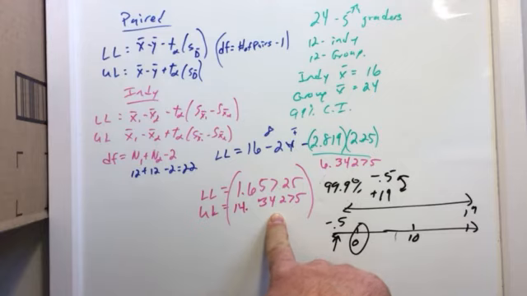Typically, most confidence intervals are 95%. But for this one, I just wanted to see if you can calculate it using the 99 and figure out how to use the t-distribution. All right, so I think that's it. Got any questions, let me know. Thanks.